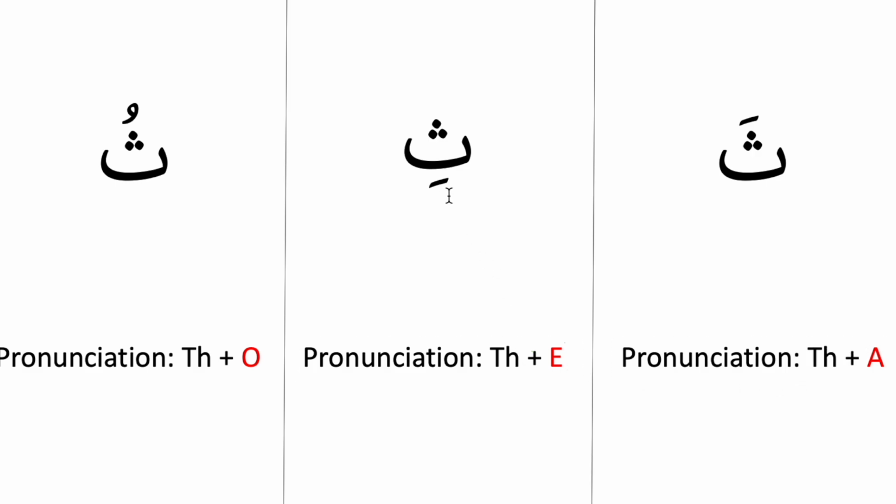What about Th with Kasra? Has a dash underneath it, called Kasra. How you pronounce this Th? Thi. Th plus E. Thi. The last one, Th with Dhamma on the top. You add O to it. Th plus O, because the Th is pronounced as a th, and then you add the O because of the Dhamma. So Tho. Let's pronounce each one.